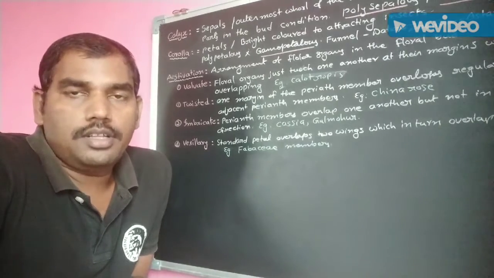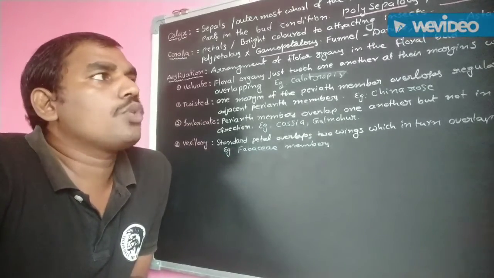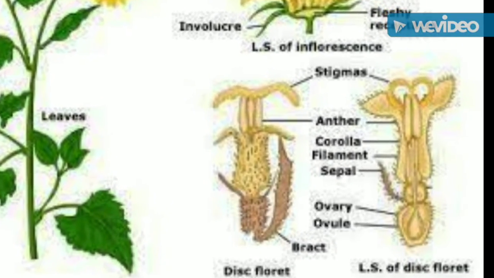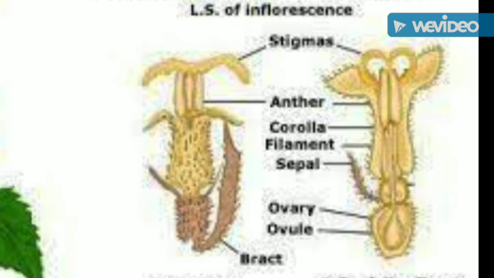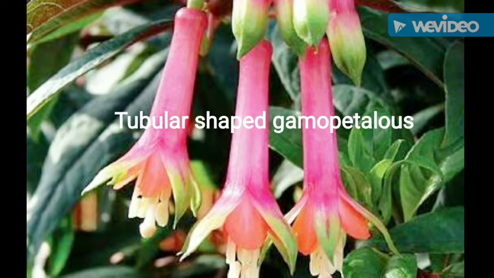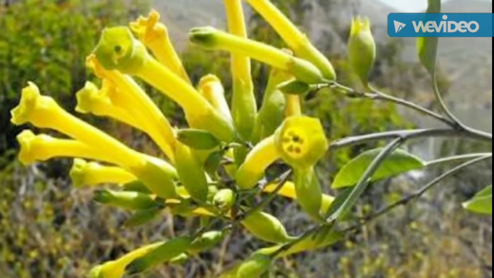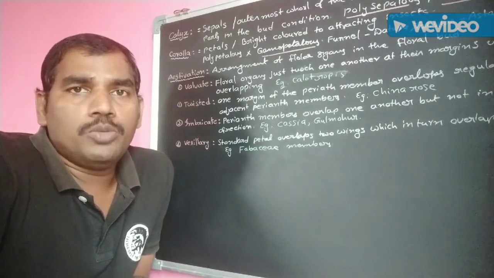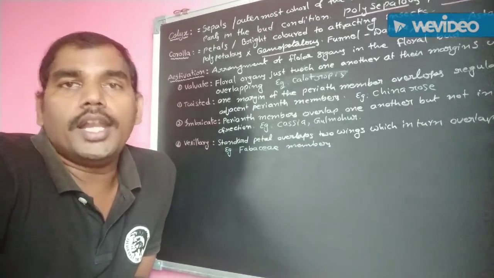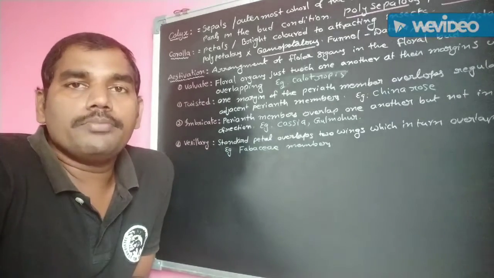In members like ray florets or disc florets, the flowers show tubular corollas. Ocimum sanctum, Ocimum, tulasi. The flower shows bilabiate shaped corollas. Bilabiate corollas are present in this Ocimum sanctum.